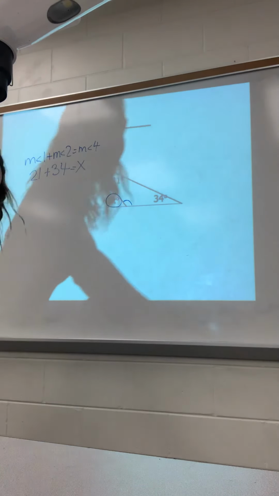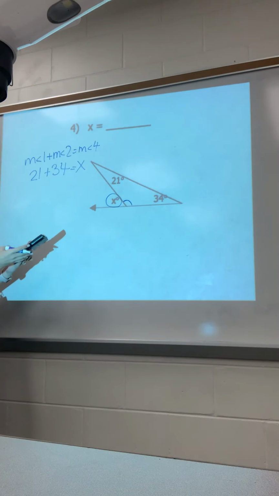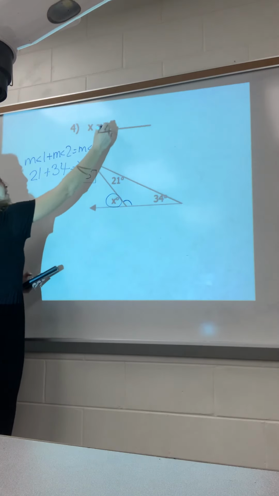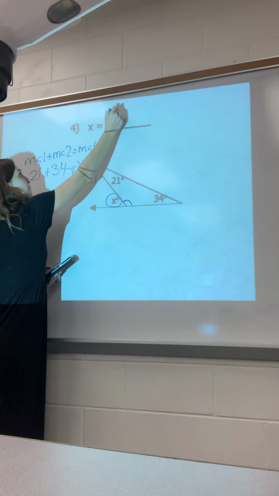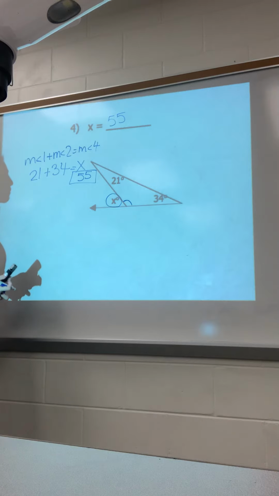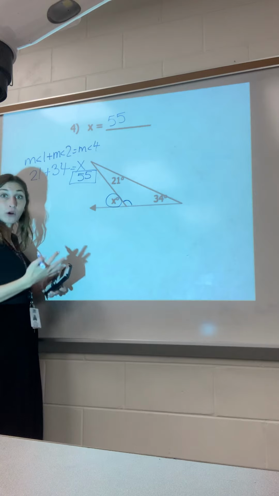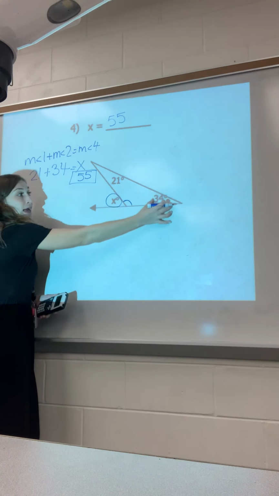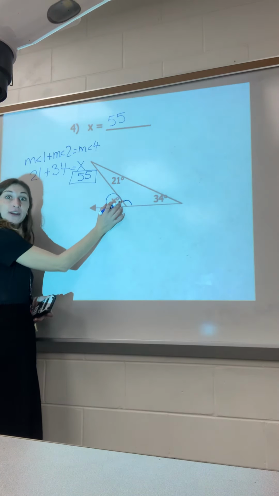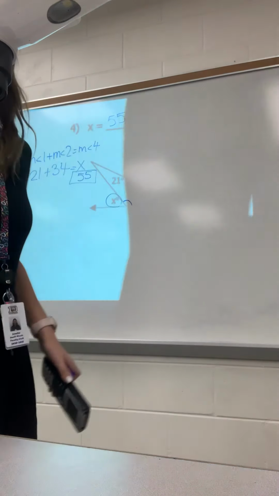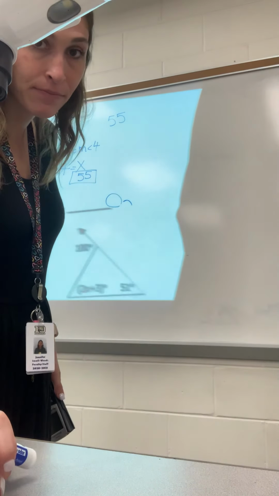Okay, now I'm going to grab my calculator over here. I'm going to do 21 plus 34 to give me 55. So I know that x is 55. Pretty simple. Now, on Monday, when we're back, we're going to talk about in more depth why these two angles add up to give us x. But for now, that's what I want you to understand. Okay? Let's look at number 5.